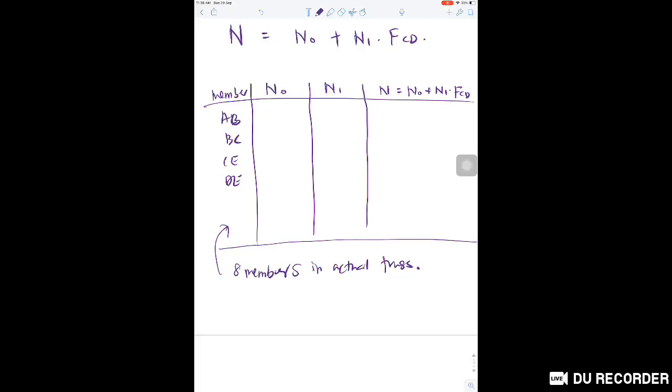We have to list all the member forces in actual truss. So we have N naught, we have N1. We have to show all the values for N, the member forces in actual truss, like this. Remember to list all the members. The original members are 8, including the redundant. We have to put all of them in the table.